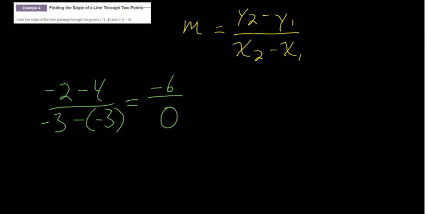Now, if you or your parents have ever learned anything in mathematics, I bet your parents might remember that you cannot divide by 0. So this slope is undefined. We would say that the slope is undefined.